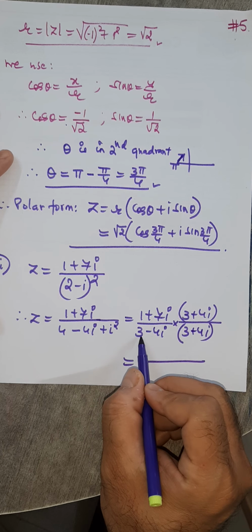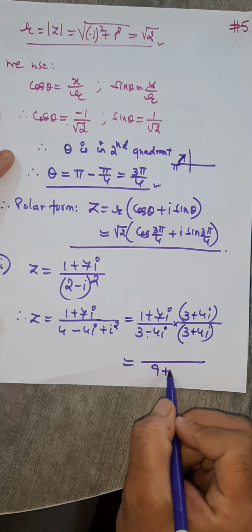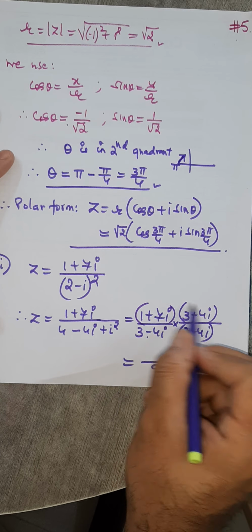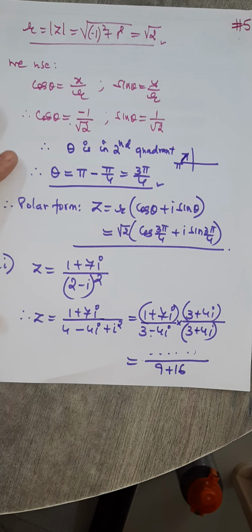Now the denominator, that is z into its conjugate. So x square plus y square. So 9 plus 16, 25. Open these two brackets, so we'll get a plus ib form, and then just continue.